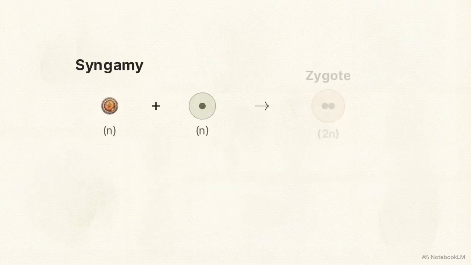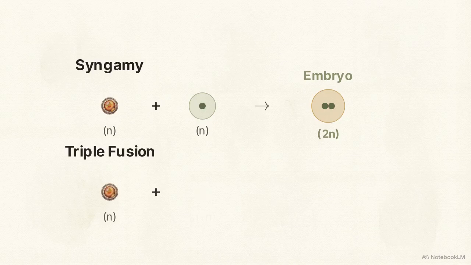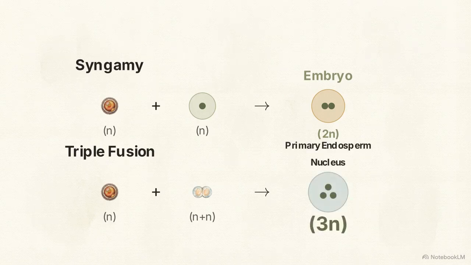Here, the sequence splits into two distinct fusion events. First is syngamy. One haploid male gamete fuses with the haploid egg cell. This forms the diploid zygote, which will eventually grow into the embryo. Simultaneously, the second male gamete travels to the center and fuses with the two polar nuclei. 3 haploid nuclei merge to form the triploid primary endosperm nucleus. This is known as triple fusion.